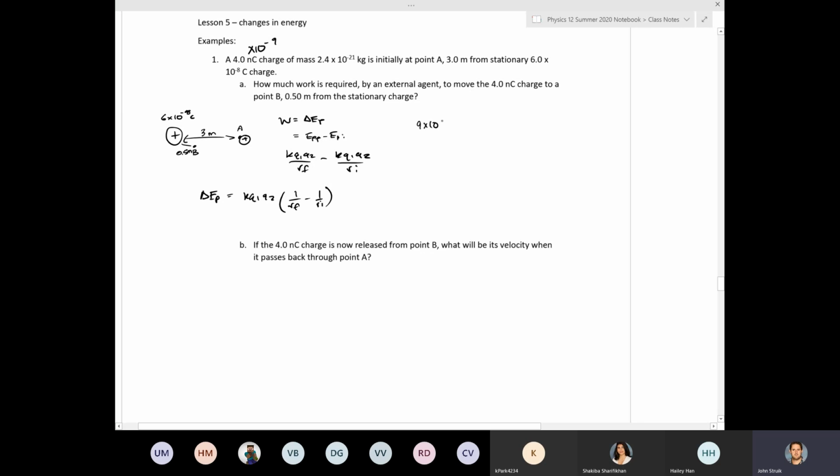So if we're going to find that, we can go 9 times 10 to the 9, times 4 times 10 to the negative 9, times 6 times 10 to the negative 8, and then 1 over RF, which is 0.5, minus 1 over RI, which is 3. And if we do that, we get a value of, so the work required is 3.6 times 10 to the negative 6 joules.